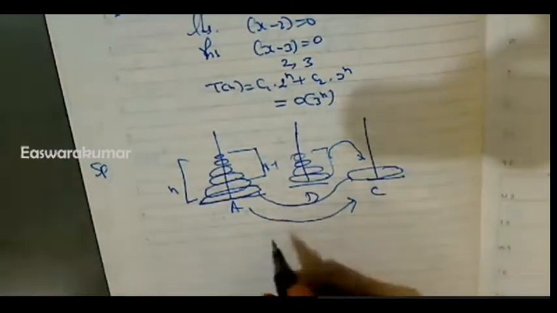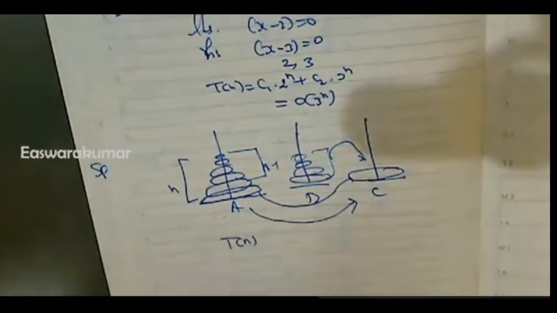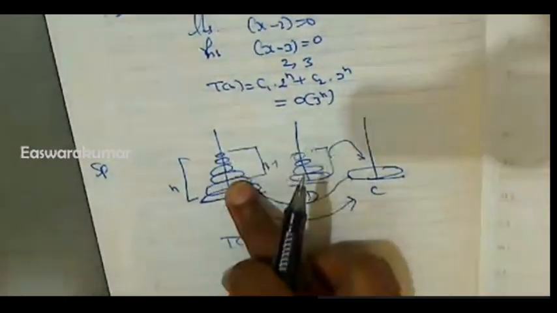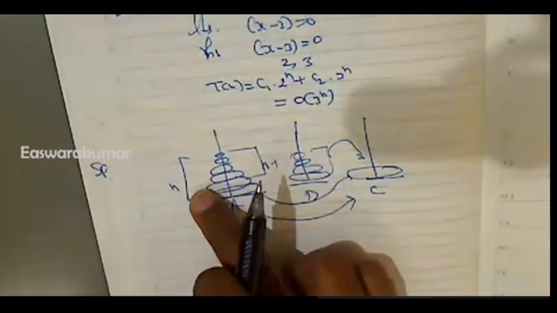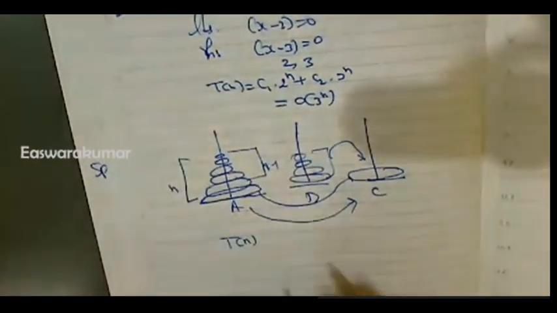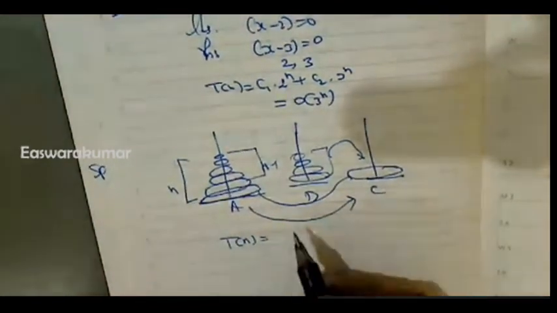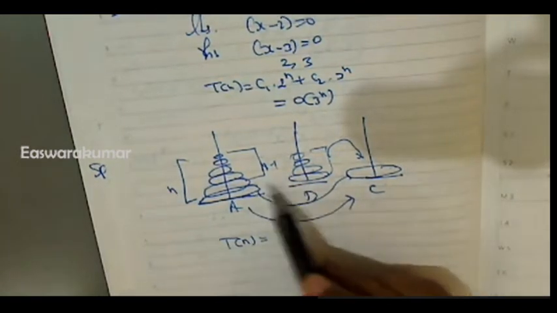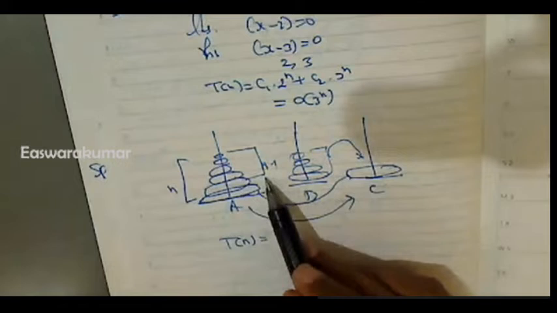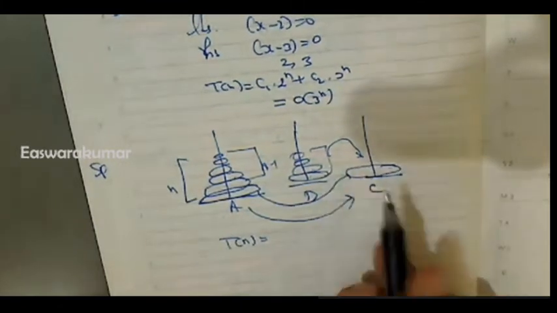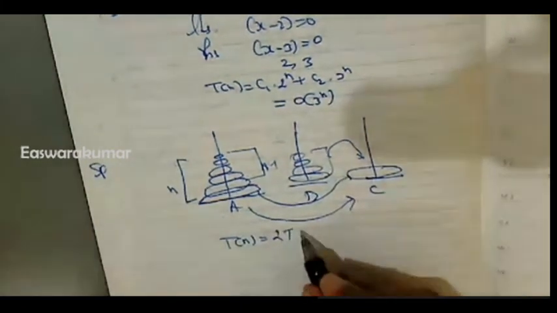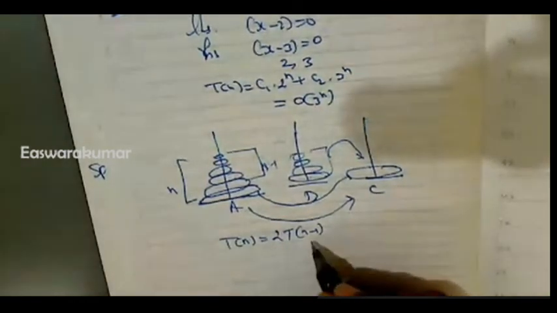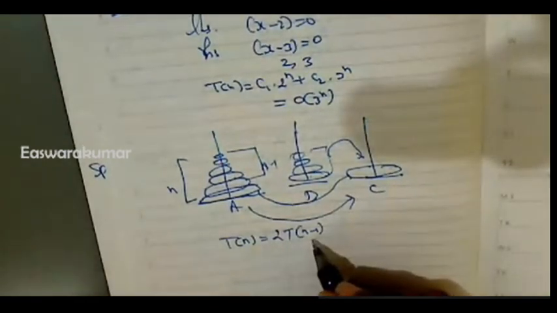Accordingly, suppose T of n is the complexity of solving Tower of Hanoi with n disks. How are we doing this? Two times we are moving n-1 disks: one time n-1 disks from this peg to this, then this to this. So it is 2 times the complexity of solving the same problem with input size n-1.